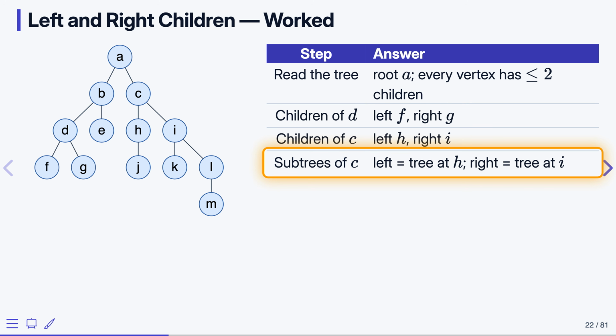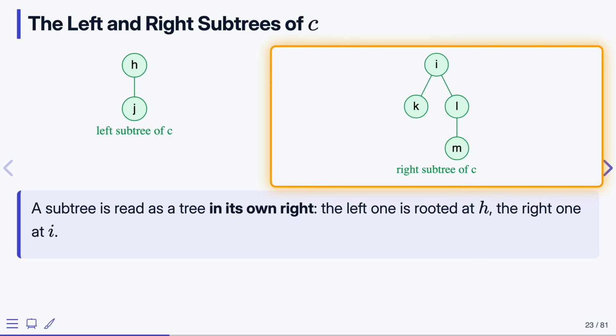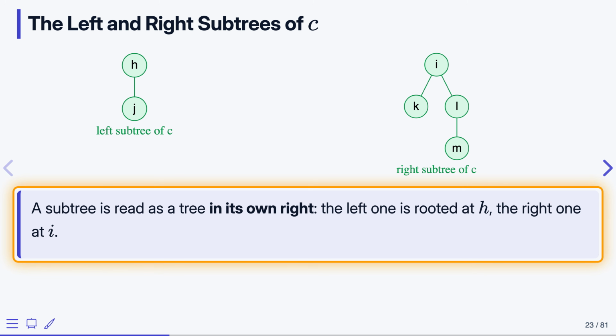Let us draw both. The first picture is the left subtree. Its root is H, and H has 1 child, J. That is the whole thing. The second picture is the right subtree. Its root is I. It has 2 children, K and L. L has 1 child, M. 4 dots in all.